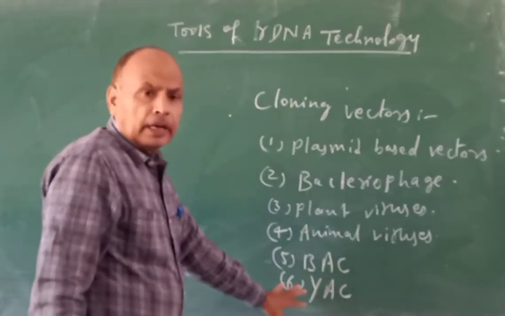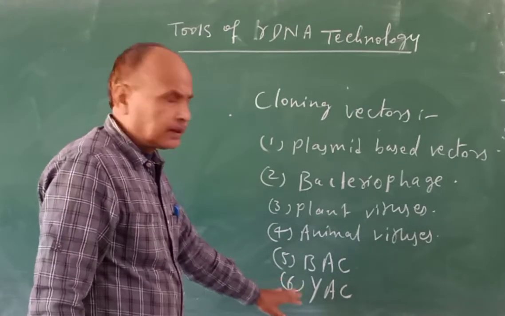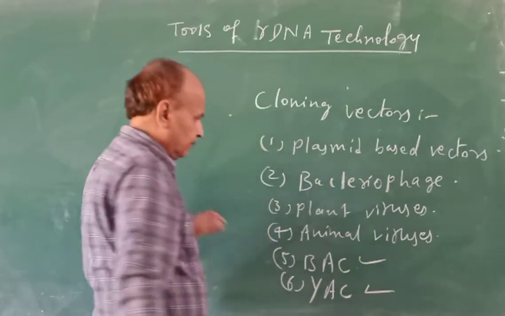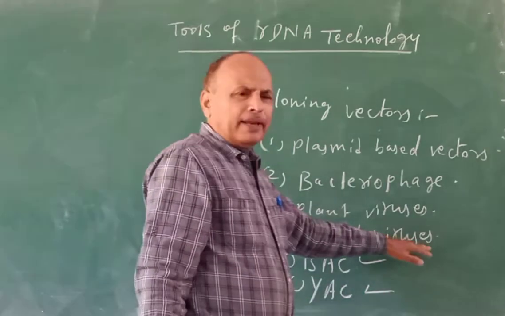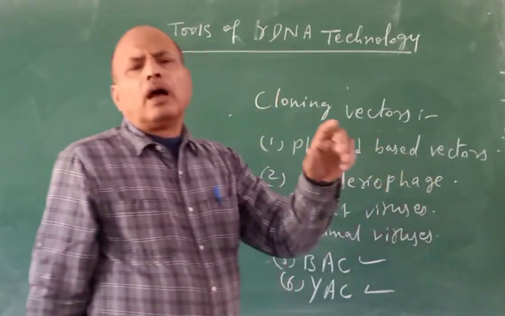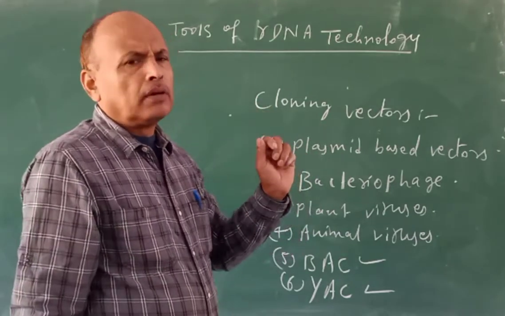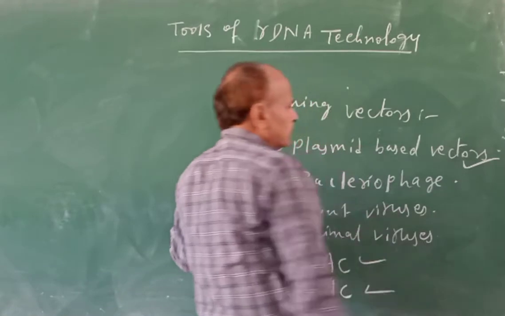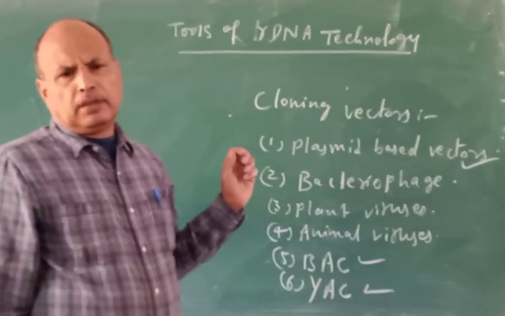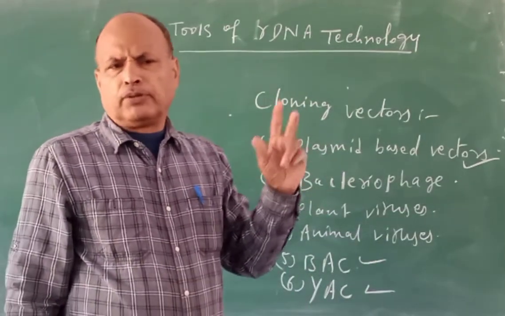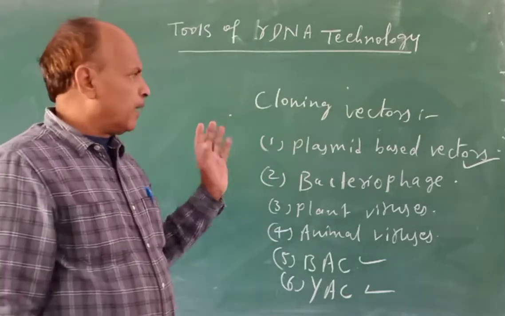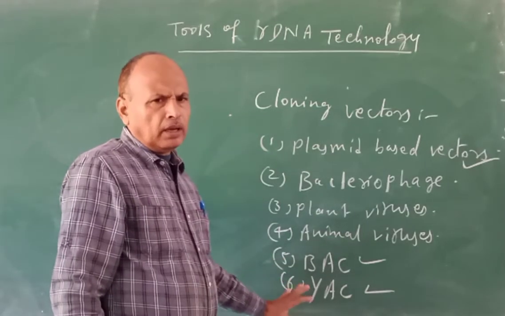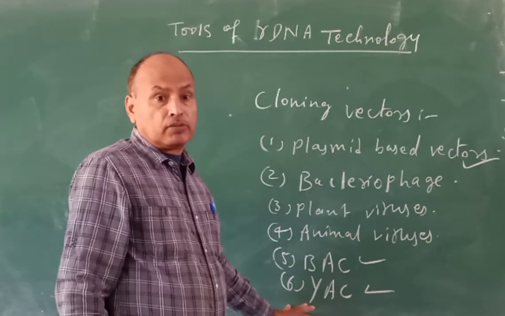So all of these are different categories of vectors. अब BAC, YAC, animal virus, retrovirus and plasmid-based vectors आप जरूर याद रखिए. ठीक है? Plasmid-based vector, bacterial artificial chromosome and yeast artificial chromosome.